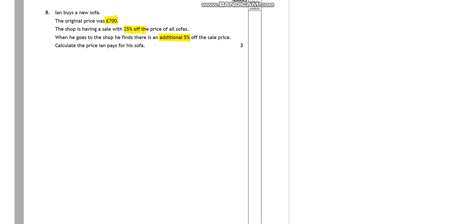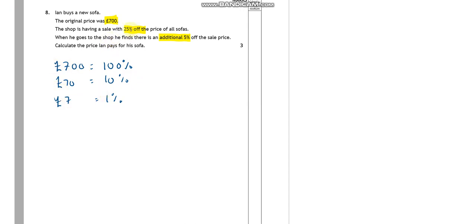So first thing we'll say here is that £700 is the cost of the sofa, and that is 100%. Okay, everything starts at 100%. So what we want to do is take off 25, so we need to find 25%. Now what you can do is say, well, £70 is 10%, divide by 10, and 7 is 1%, divide that by 10 as well. So I've divided all these by 10.